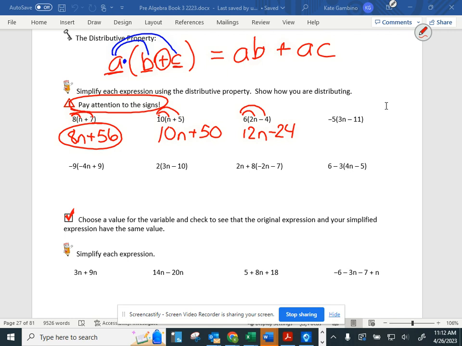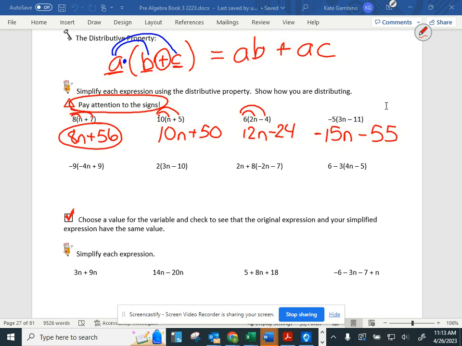You can say what our next expression is going to be simplified down to. Audrey? 15n minus 55. What do you guys think? No. Chris? Negative 5 times 3 would be negative. Yeah. Now is it right?